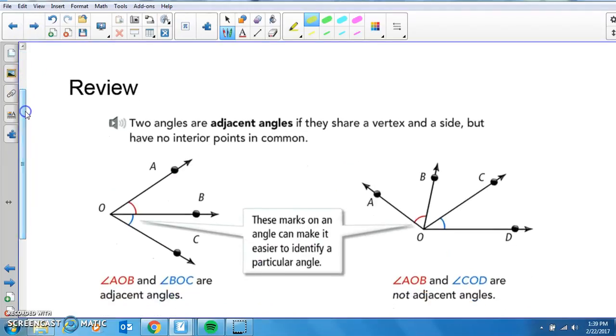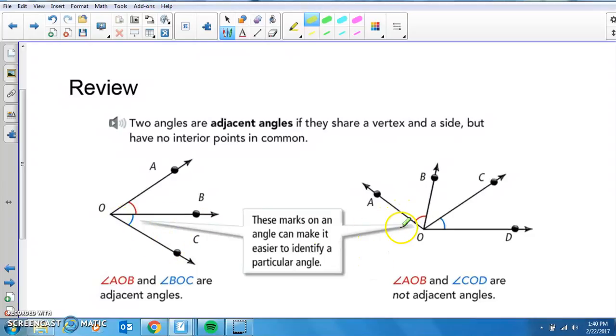Okay, let's do a quick review. Two angles are adjacent if they share a vertex and a side. They are side by side. I kind of refer to them as your next door neighbor. So we have angle B and angle C. These two angles, angle B and angle C, they are side by side. They have a common vertex. They share this common side right here. So these two angles are adjacent. So angle AOB and angle BOC are adjacent angles.